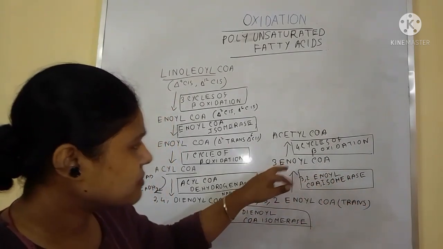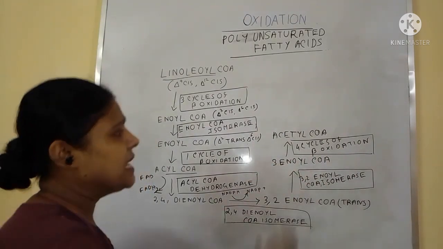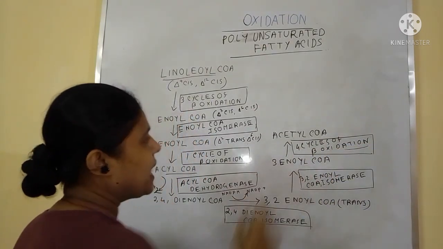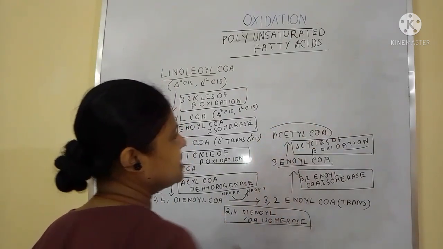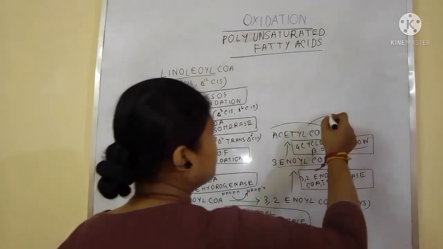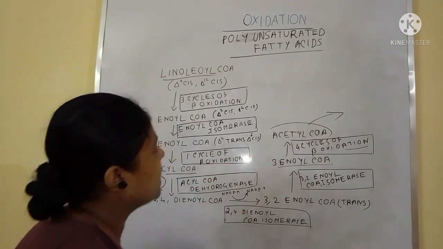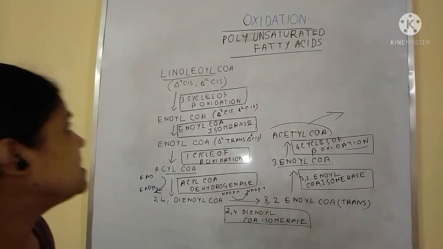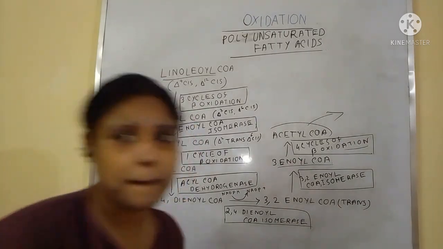After formation of the 3-enoyl CoA, the 4 cycles of beta oxidation complete here, and 3-enoyl CoA is converted to acetyl CoA. As usual, the acetyl CoA goes to the TCA cycle, and the acyl CoA again enters into beta oxidation. This is the oxidation of the polyunsaturated fatty acid.